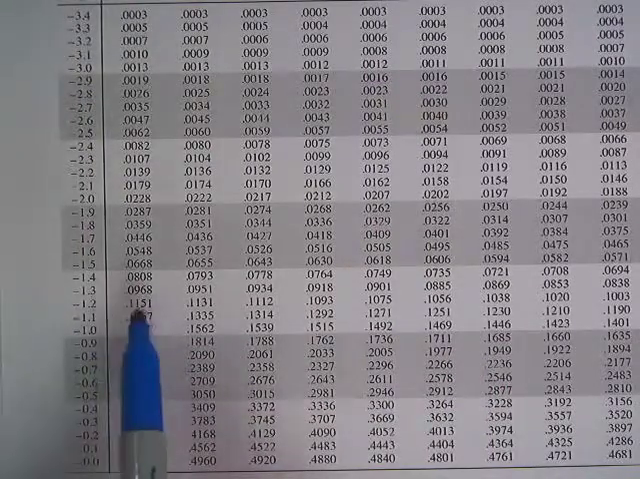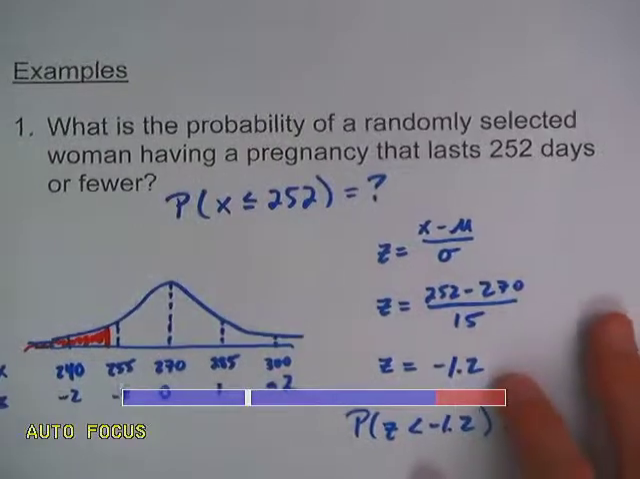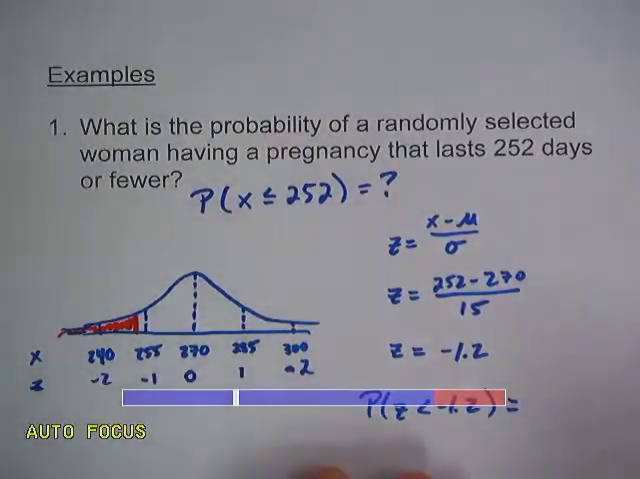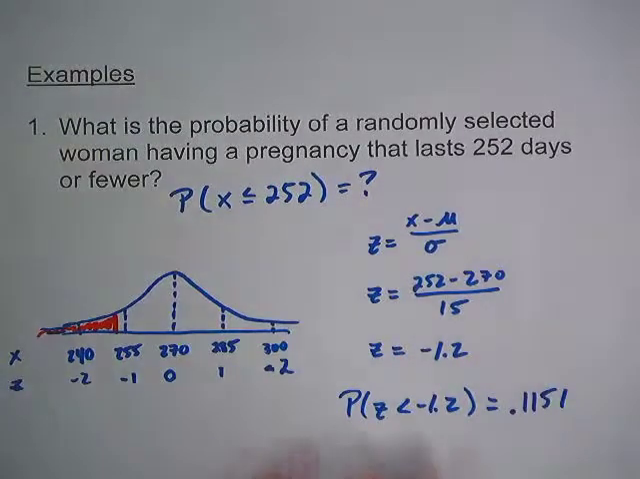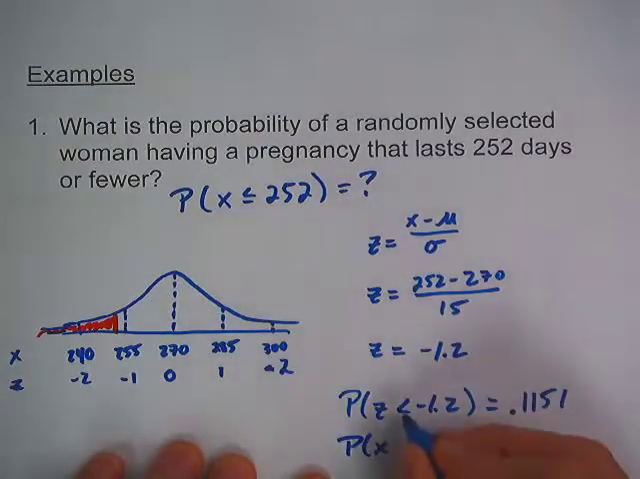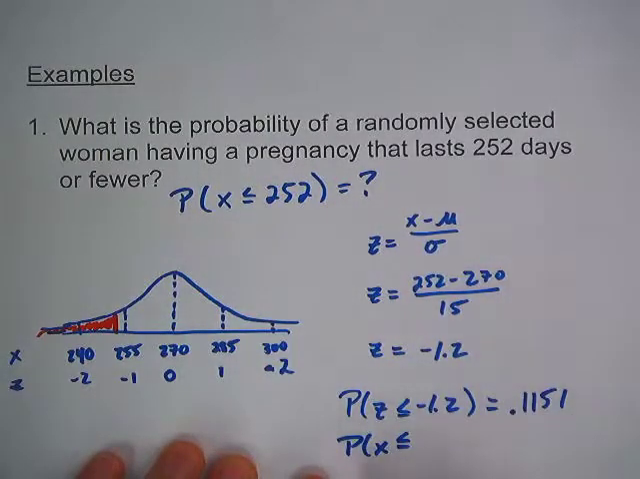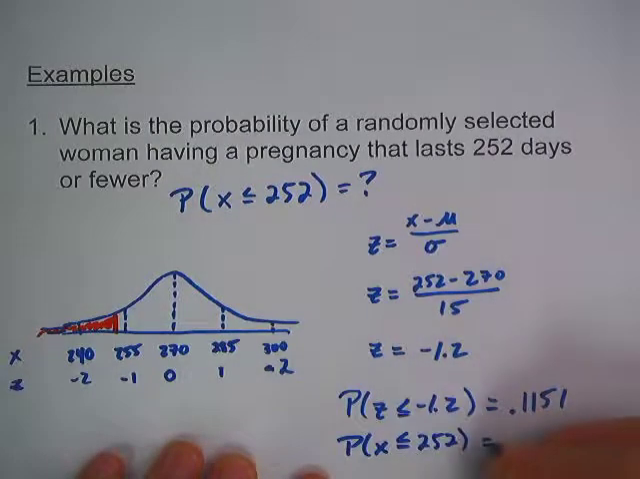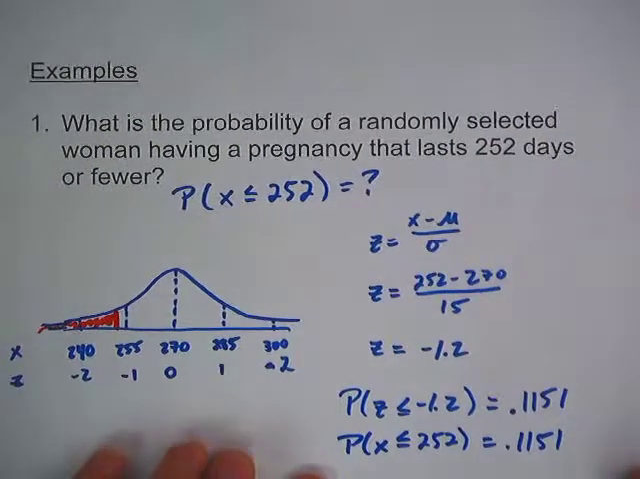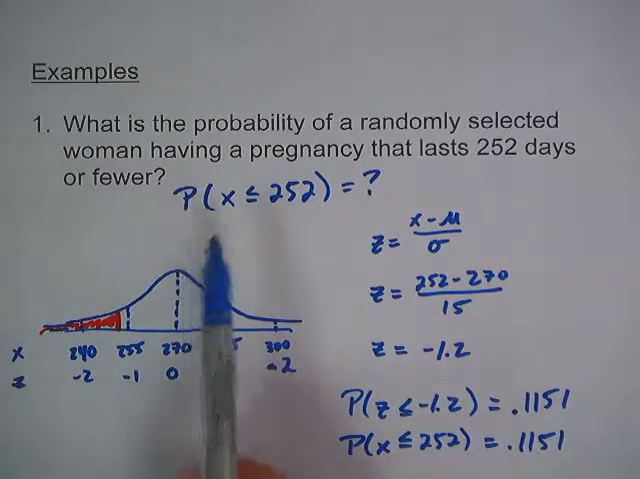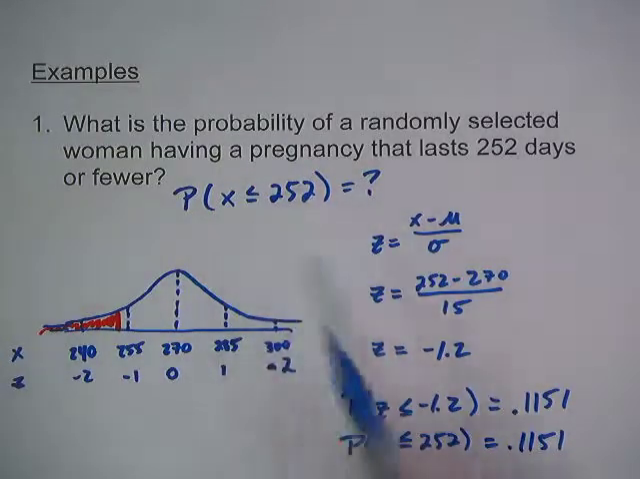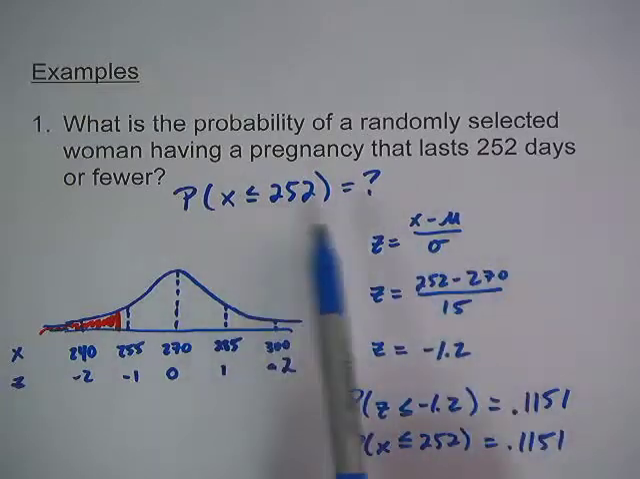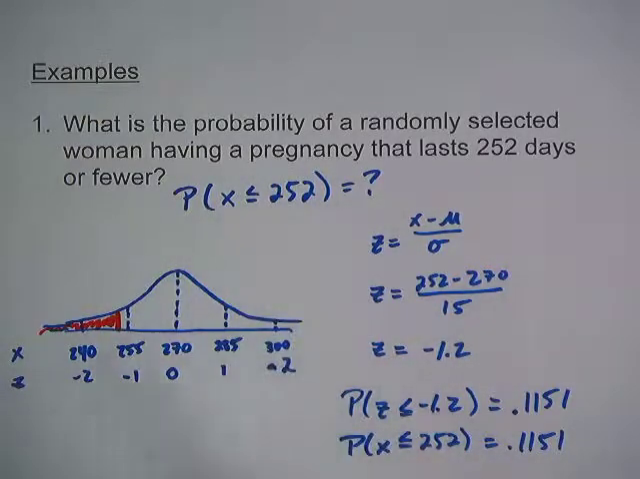So 0.1151. All right, so if we then put that into what we had before, the probability ends up being 0.1151. Okay, and so then let's put a less than or equal to sign there. To answer that original question, there is about 0.1151 probability of a pregnancy lasting 252 days or fewer. Okay, so about 11.5% chance that a woman's going to have a pregnancy of 252 or less.